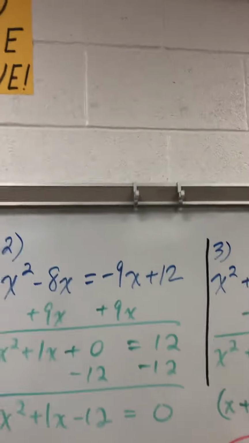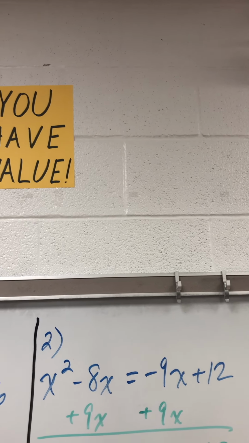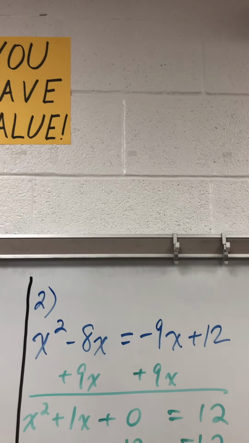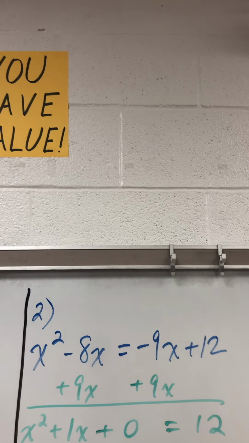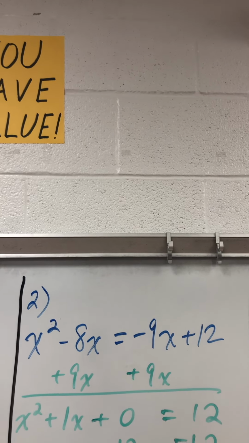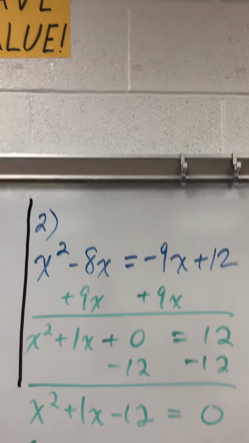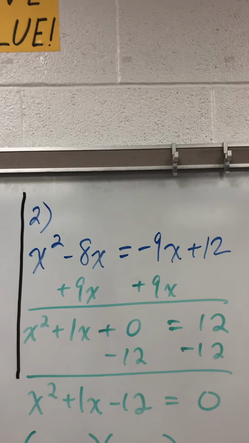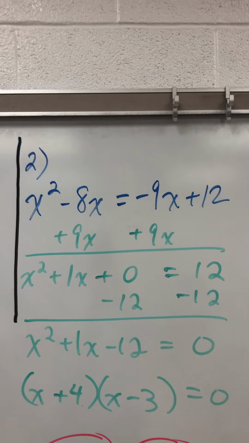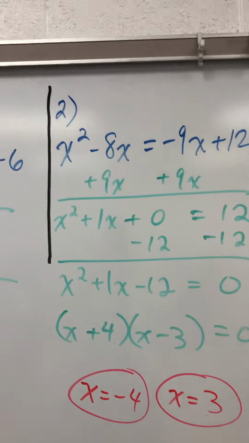Okay. Over here, I have x squared plus -8x equals -9x plus 12. I'm going to plus 9x to both sides. But once I plus 9x, notice how there isn't anything on the left side to subtract 12 from. So I'm going to put in a 0 and subtract 12. And I just have x squared plus 1x minus 12 equals 0, which factors to x plus 4, x minus 3 equals 0. So your answer is x equals -4 and x equals 3.